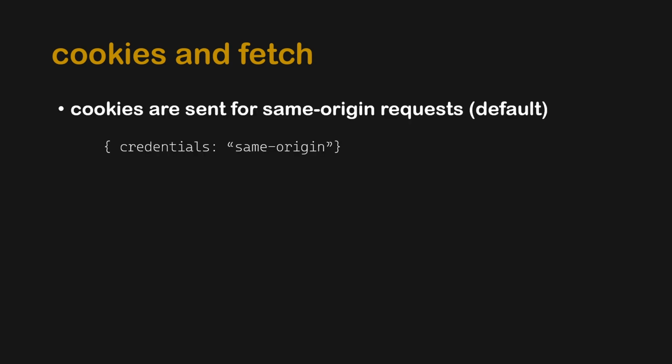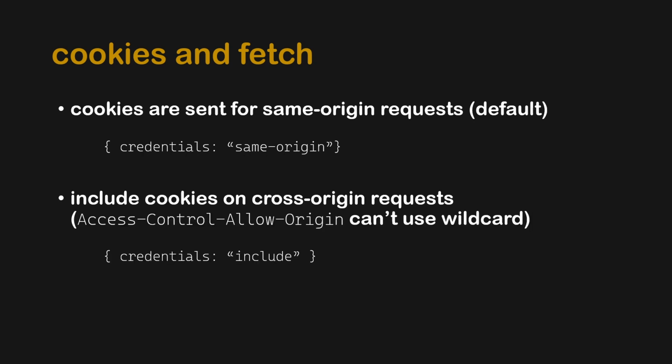Speaking of the client side, cookies can also be sent with fetch calls. Sending cookies or not is controlled by the credentials option, and it defaults to same-origin, which means for fetch calls to the same origin, cookies will automatically be sent. If you want to send cookies to cross-origin requests, you have to set the credentials option to include.